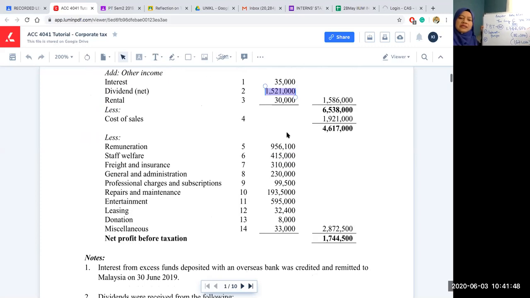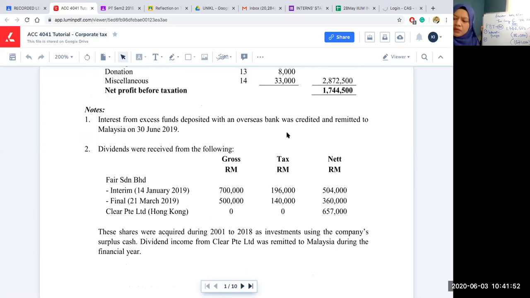If you look here, 504 plus 360 plus 657, you will get 1,521, which is this amount. So we take it out first, later at the bottom, then only you have your section 4C dividend income, then dividend from Fair, interim and final. The dividend is final because this is the imputation system, which means tax has been deducted at source. So the Malaysian dividend is given as final, and you don't have to pay any more tax on that dividend. But Clear Private Limited at the bottom will be?